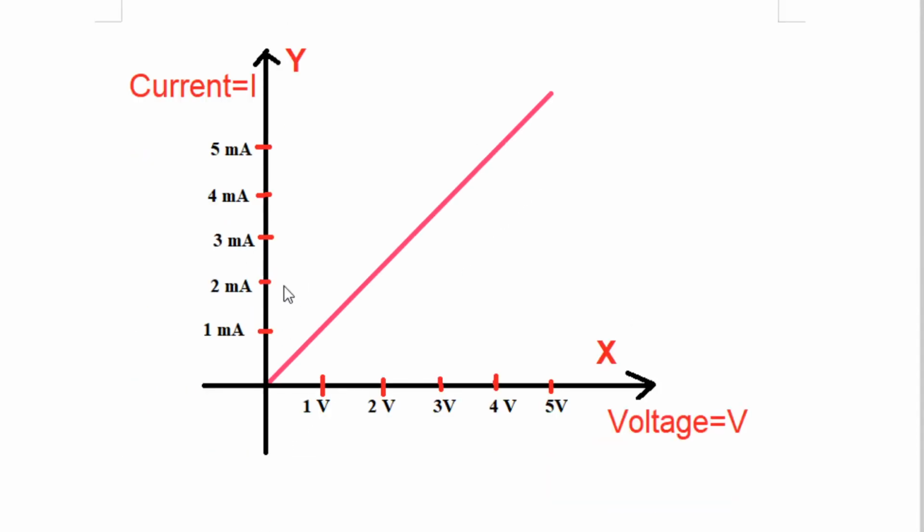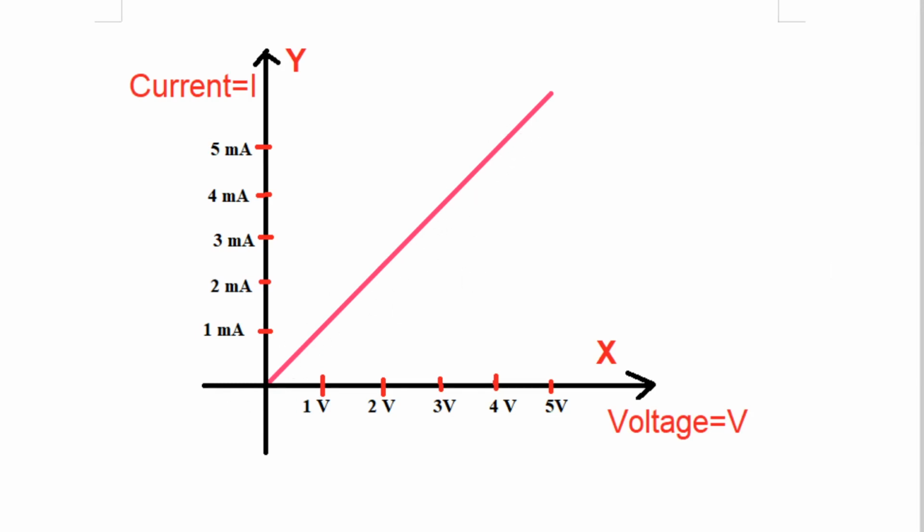So on the y-axis we have taken the current, on the x-axis we have taken the voltage: 1 volt, 2 volt, 3 volt, 4 volt, 5 volt, and like that up to 10 volt. On the y-axis, for 1 volt we got a current of 1 milliampere, for 2 volt we got 2 milliampere, for 3 volt we got 3 milliampere, and like that. If you plot the graph, you will get a straight line. Number 1, it is a straight line. Number 2, it is passing through the origin.